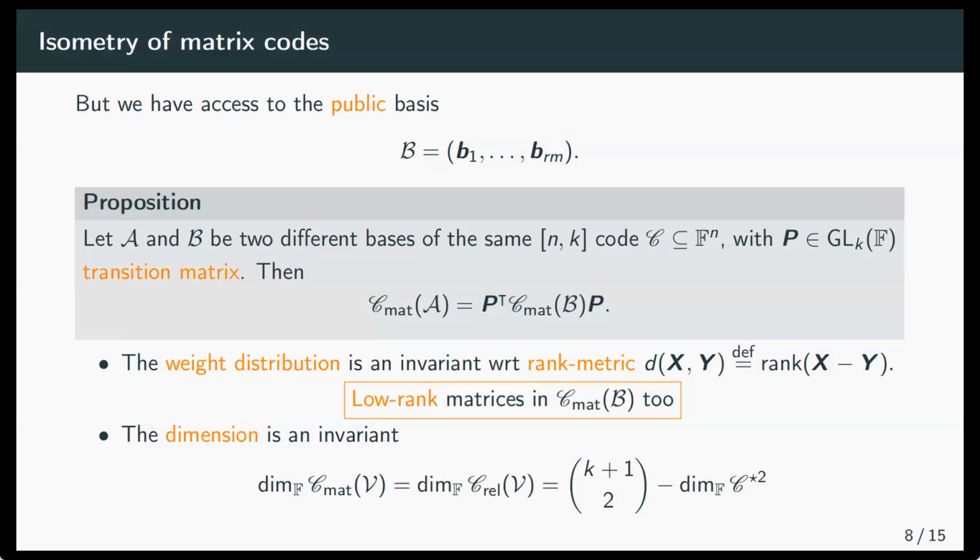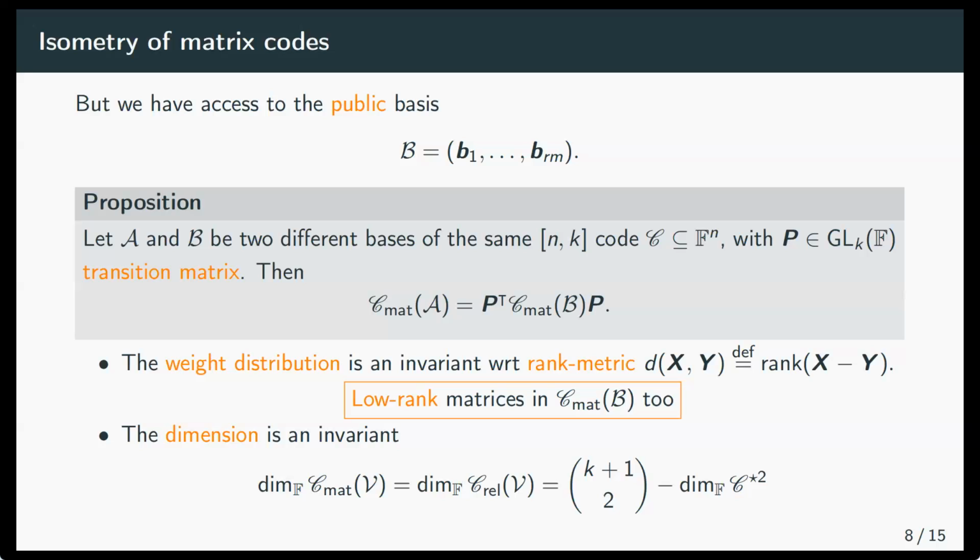However, we can prove that if A and B are two different bases for the same code, then C(A) and C(B) are congruent codes, meaning that there exists an invertible P such that C(A) is equal to P times C(B) times P transpose. And actually, this is exactly the transition matrix between A and B.